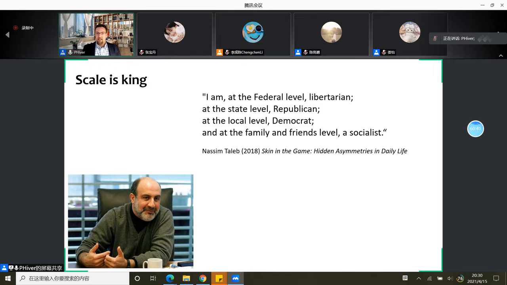And this simple fact, it means that many attempts to find simple, universal rules of human behavior, they are doomed. They fail because they ignore scale and the fact that scale determines everything, how we think, feel, and act.